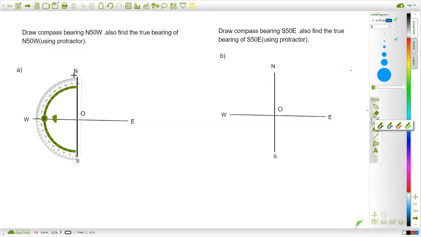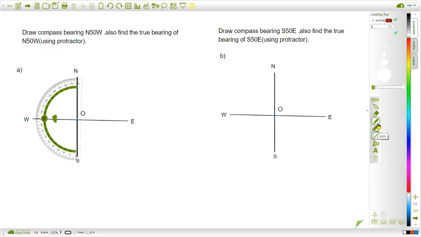Let me use the pen tool. From this north pole we have to go in this direction. Let me show the path by using the pencil tool. From this north pole we have to go in these directions towards the west. This is the meaning of this: from north pole we have to go 50 degree towards west. Along this direction we have to go 50 degree. Let me make an angle of 50 degree here.